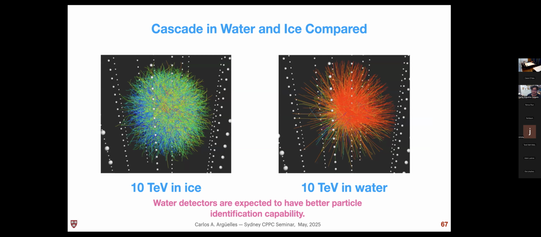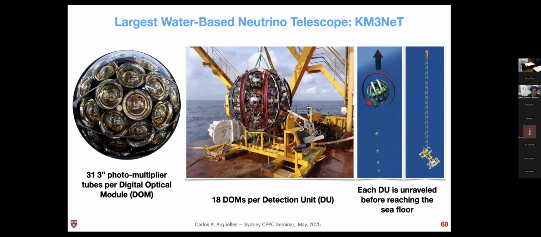The density of photons is much lower. However, the photons are now all going in a direct direction, which is very good when you're trying to figure out where things are coming from. So with water detectors, you need tighter instrumentation because there's less light, but you get better particle identification. And the largest water-based neutrino telescope is KM3NeT, being deployed in the Mediterranean as we speak.